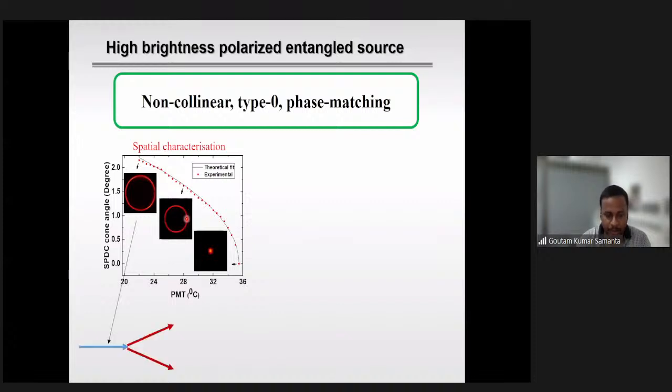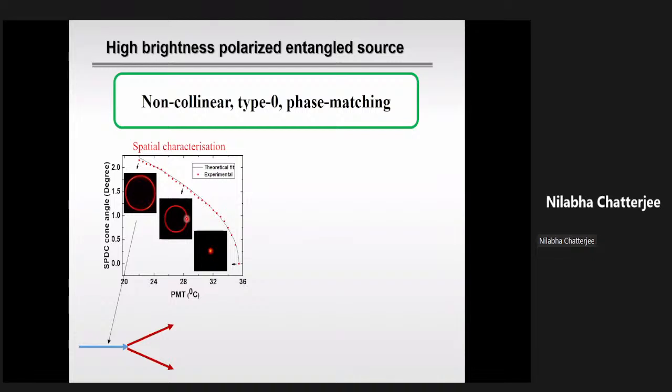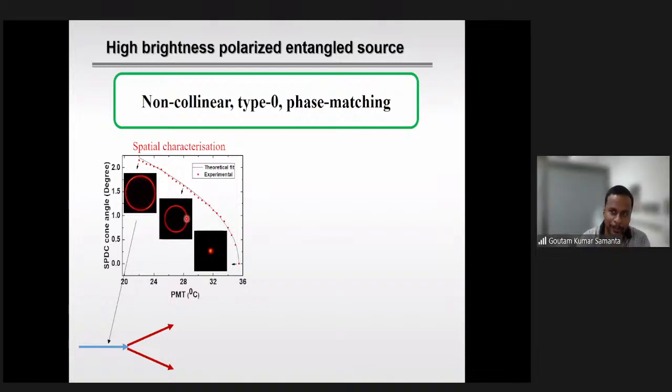Just to explain this geometry, how we translate from the collinear geometry to the non-collinear: you can see the pump photon goes here, and then the generated photons will be diametrically opposite. When we keep changing the temperature, the refractive index changes, because this material's refractive index is a function of temperature. The refractive index variation gives a different phase matching condition. Gradually, that is what we end up with. So from collinear to non-collinear, you can translate by simply changing the nonlinear crystal temperature.